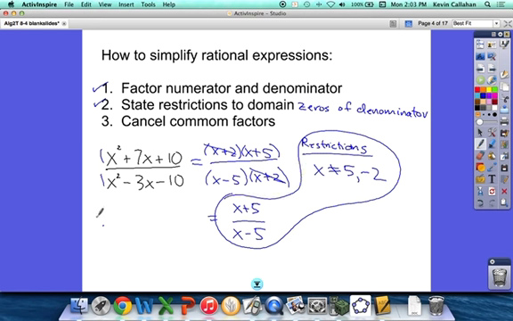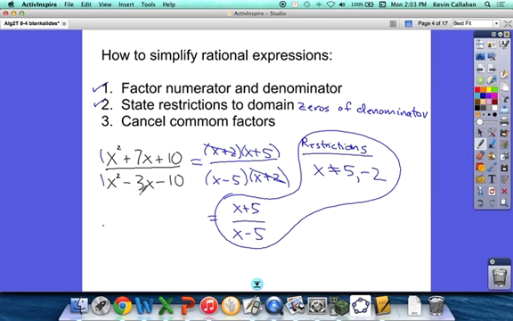Okay, and the total answer is x plus 5 over x minus 5, but x does not equal 5 and x does not equal negative 2. If you were just looking at this, you would not have thought that negative 2 would have been a restriction. But that's why you got to state the restrictions before you start canceling factors, because negative 2 would have made that first denominator equal 0. So you still have to include it.